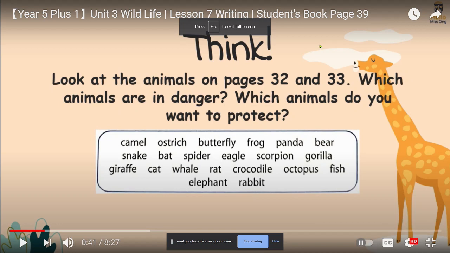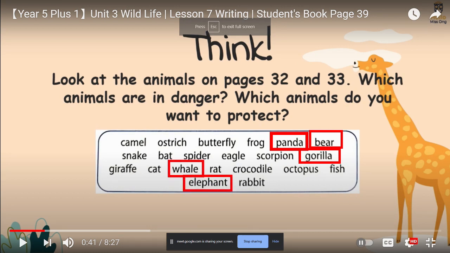Do you think which animal is supposed to be protected? Which is the endangered animal? For me, panda. Panda is going to be extinct very soon. Gorilla. What else? Bear too. Bear, you shouldn't kill the bear. Whale. These are all endangered animals. Elephant too. Giraffe too. Ostrich, I don't think so. Some people rear ostrich for their meat and their eggs. So camels are not protected animals. Ostrich is not a protected animal.